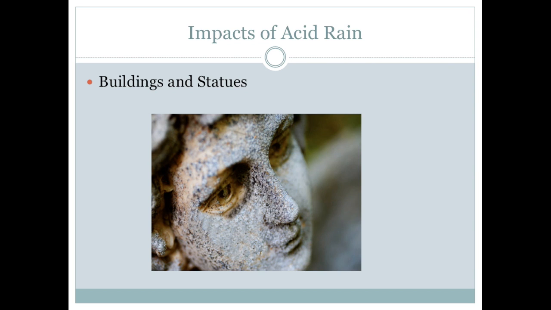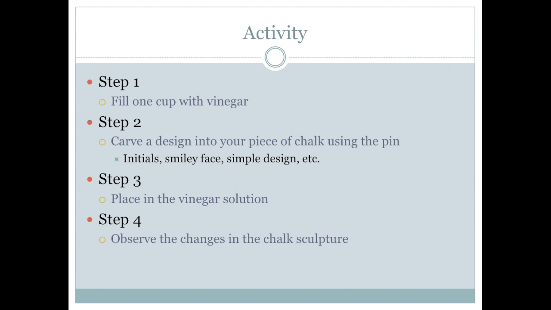Today we'll be conducting a simple experiment to demonstrate the impacts of acid rain on stone buildings and statues. You will need one piece of chalk, a pin, a cup, and a weak acid solution, such as vinegar. First, fill 1 cup halfway with the weak acid solution.